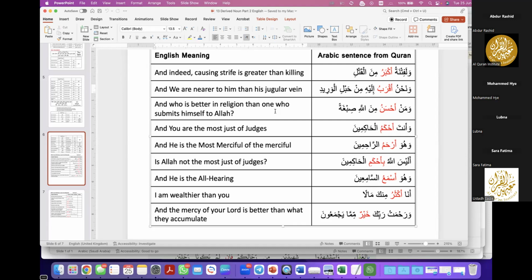And who is better in religion than one who submits himself to Allah? Sister Selina, are you there? I'm just looking. And who is better in religion than one who submits himself to Allah?